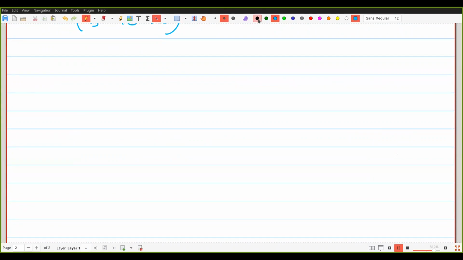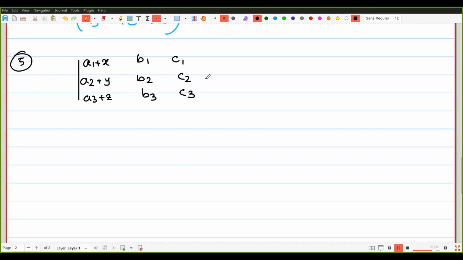Next property is another one which we can use to find out the value of the determinants once again without the expanding formula. Property 5. Suppose we have a determinant like a1 plus x, then b1, then c1, a2 plus y, b2, c2, then a3 plus z, b3, c3.